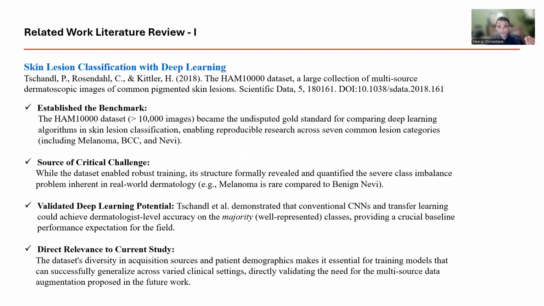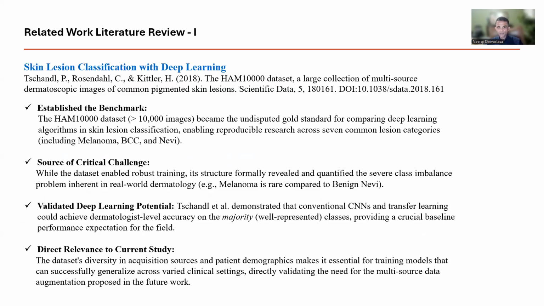Talking about related work and literature review, there were a number of other research papers I looked at, and two of the most prominent ones I'm going to be mentioning here. The first one is skin lesion classification with deep learning, which is a benchmark research paper in the field for such work. It was performed by Shandel and team. It kind of established the benchmark.